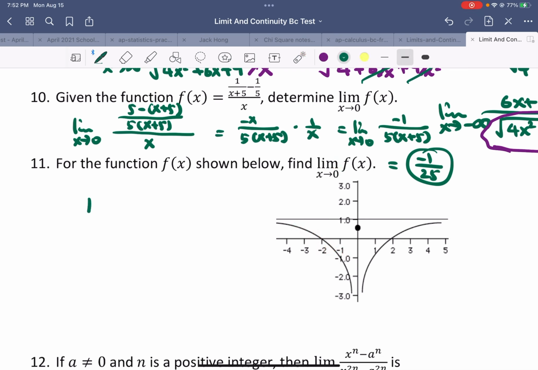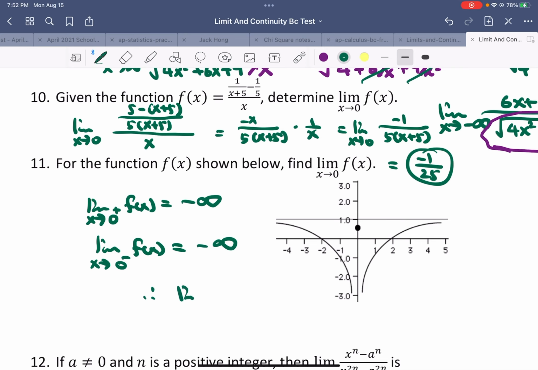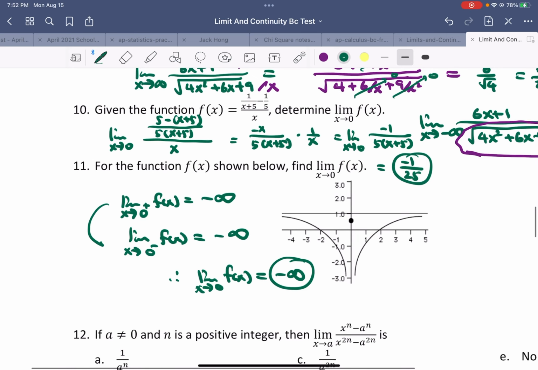So let me write down. Limit as x approaches 0 from the positive side, f of x is negative infinity, and the limit as x approaches 0 from the negative side, on both of them negative infinity. So therefore, limit as x approaches 0, okay, f of x is negative infinity. So if you say does not exist, that's wrong. In this case, you have to say negative infinity, okay? It's not does not exist. The only time you say does not exist is if the one-sided limits don't match, then you have to say the limit does not exist, okay? But in this case, negative infinity.